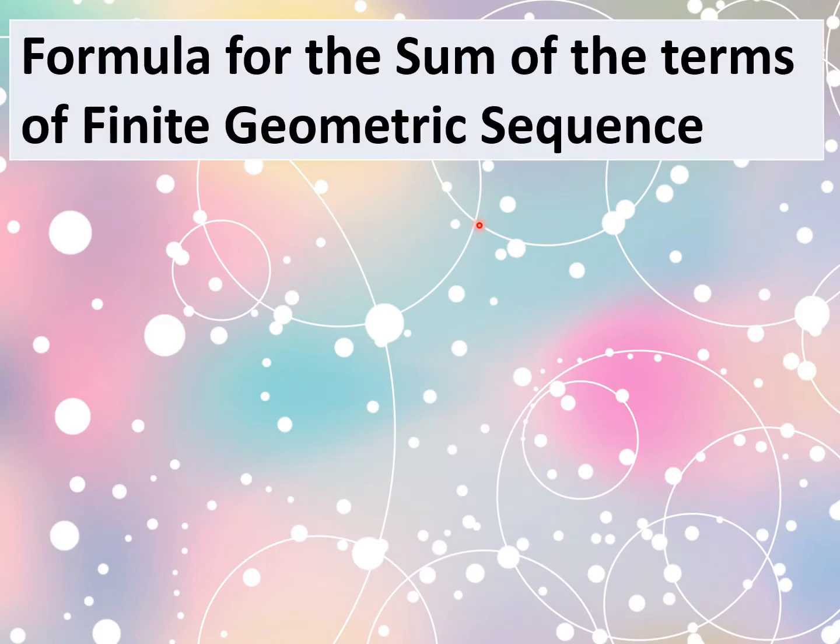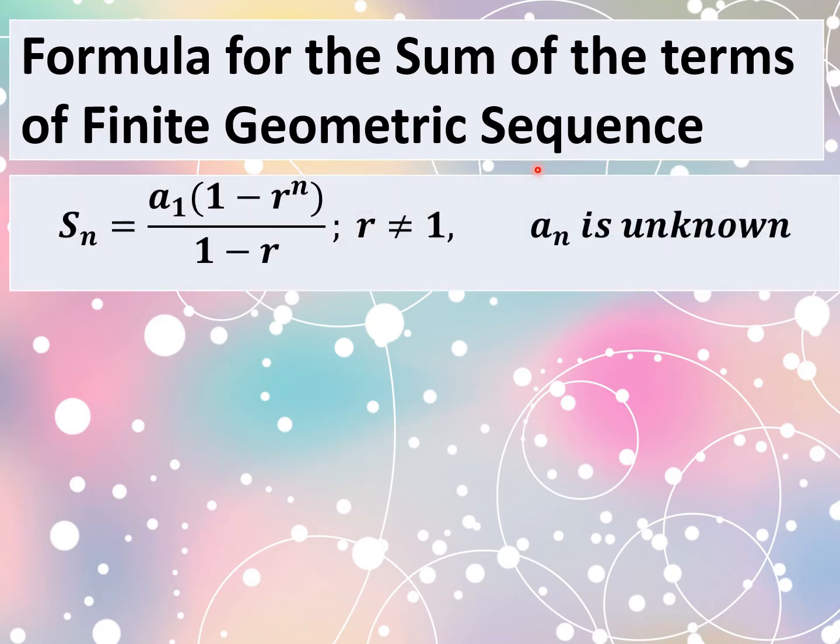We have two formulas for the sum of the terms of a finite geometric sequence. Yung unang formula natin ay S sub n is equal to a sub 1 multiplied by 1 minus r raised to n, all over 1 minus r.